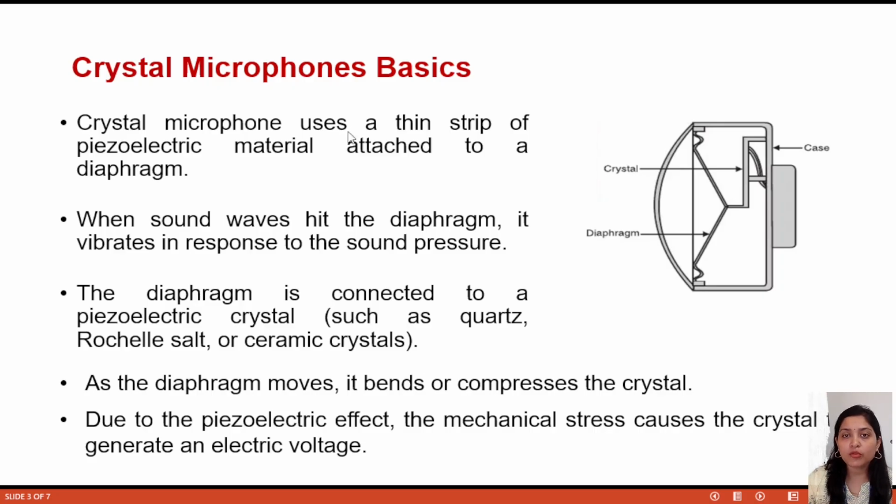Now, what is the basic principle of the crystal microphone? Crystal microphones use a thin strip of piezoelectric crystal attached to a diaphragm. Here this is the crystal and the diaphragm is also there. When a sound wave hits the diaphragm, it vibrates in response to the sound pressure. The diaphragm is a very thin sheet. This diaphragm is connected directly to the crystal, so it will give pressure on the crystal.